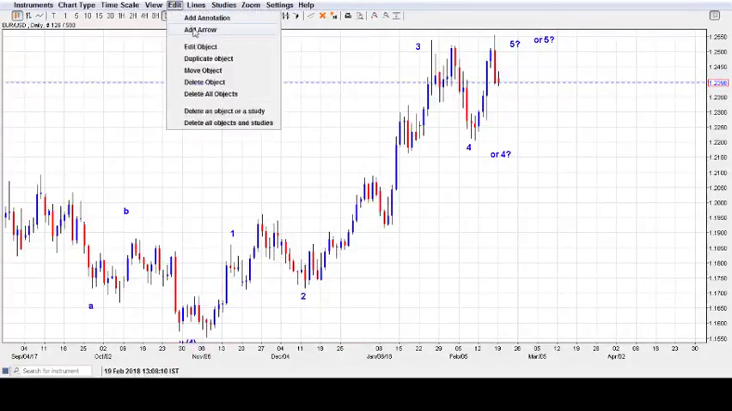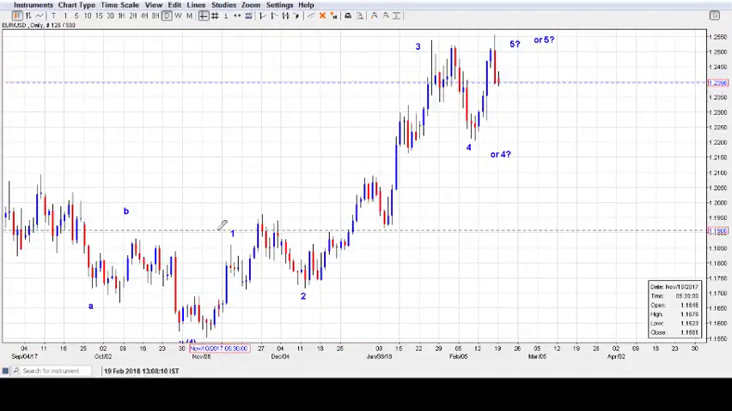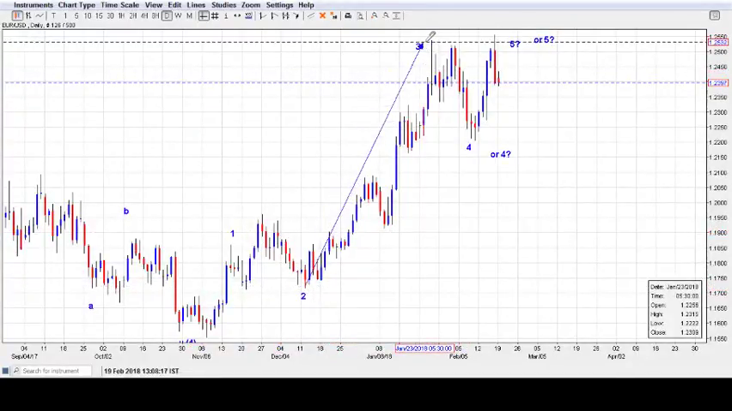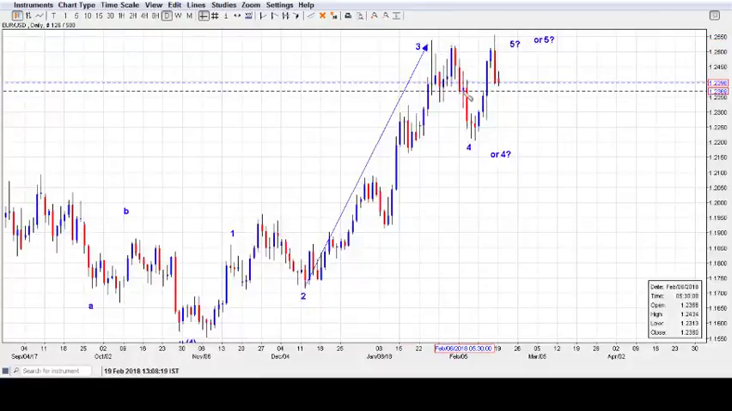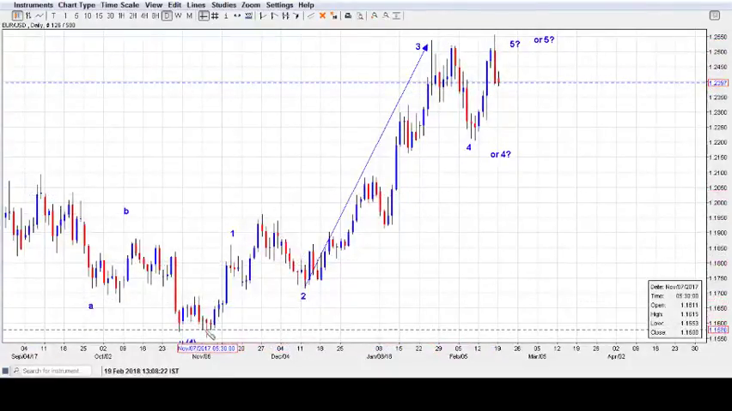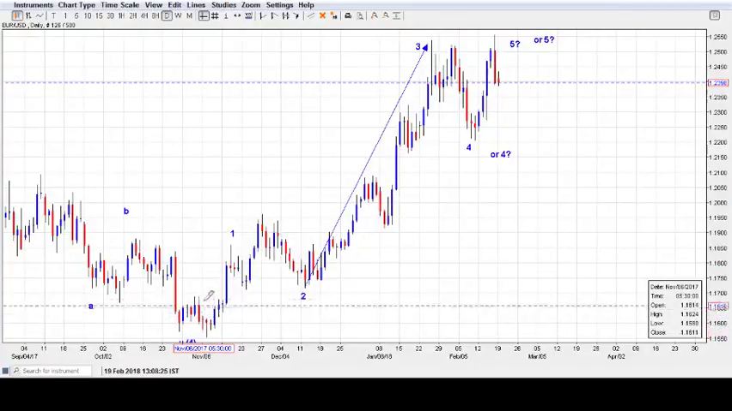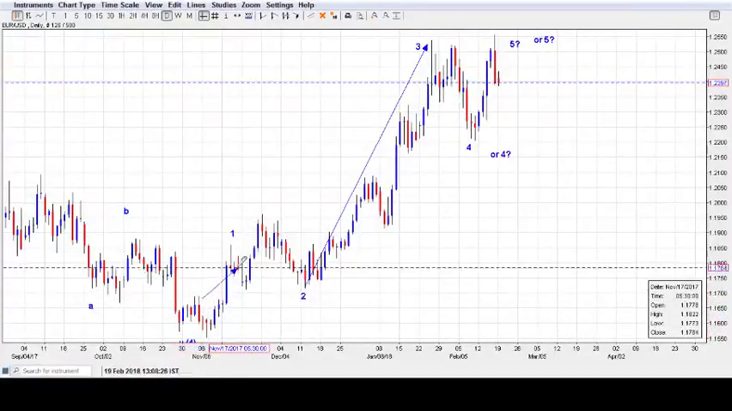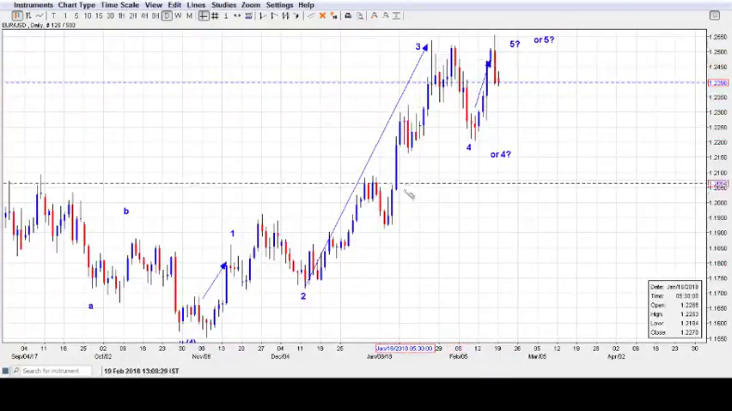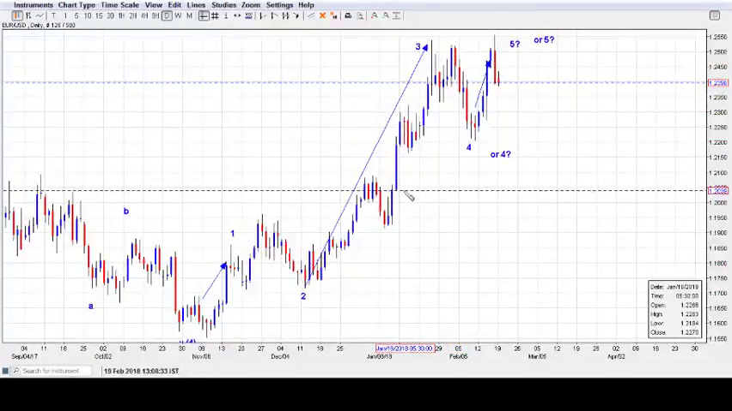Now, if we look at the pip count, we can clearly see the third wave here seems to be an extended one. Normally, when the third wave is extended, waves 1, that is here, the first wave, and the fifth wave tend to follow the principle or guideline for equality.